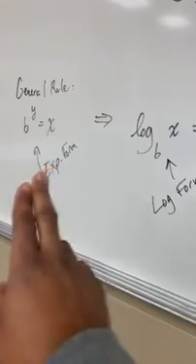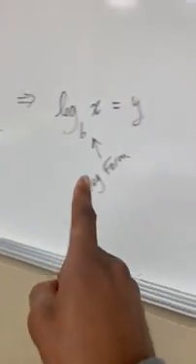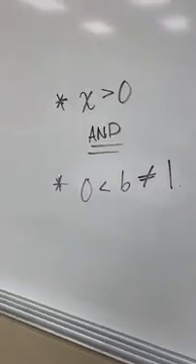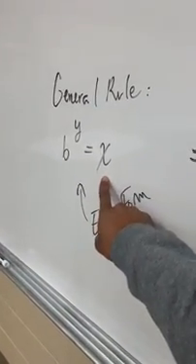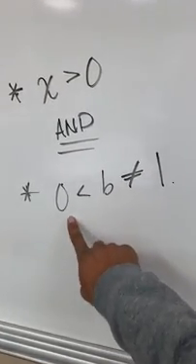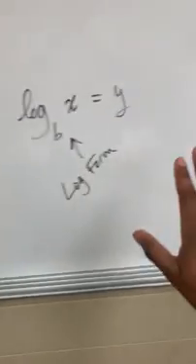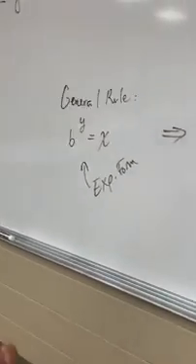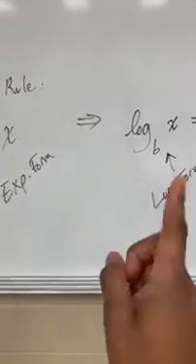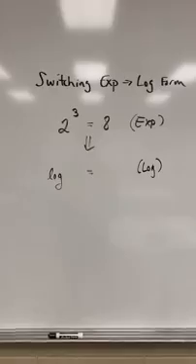Now for this to happen, to go from this form to that form, a couple of things have to be true. And these are your conditions. X has to be greater than 0. That means whatever this number is has to be a positive number. And the next thing is b has to be bigger than 0, but it cannot equal 1. So as long as this number is bigger than 0 and not equal to 1, then all of this works. All right. So that's your general rule before we can talk about switching back and forth between exponent form and log form.